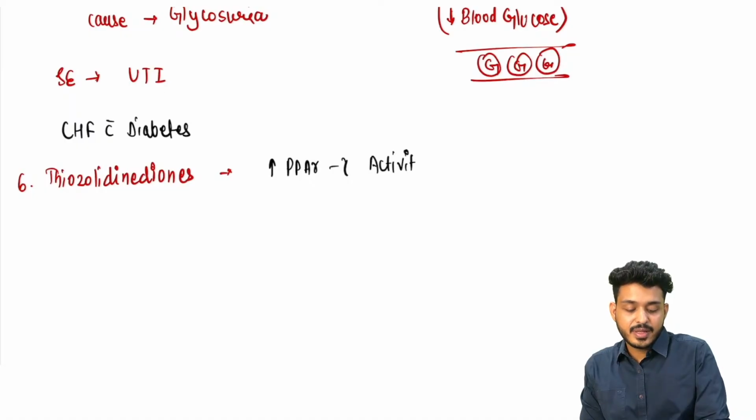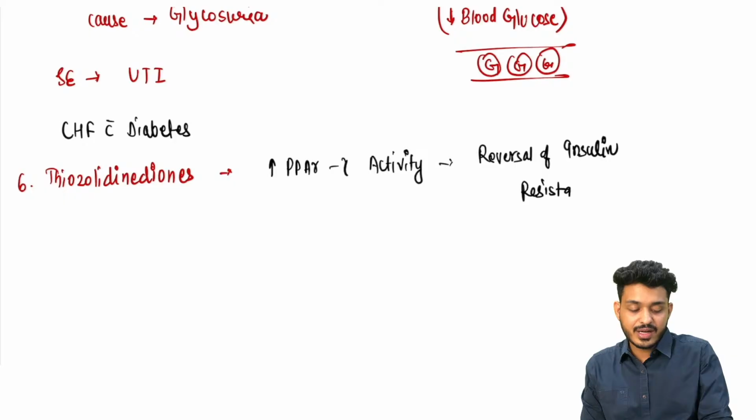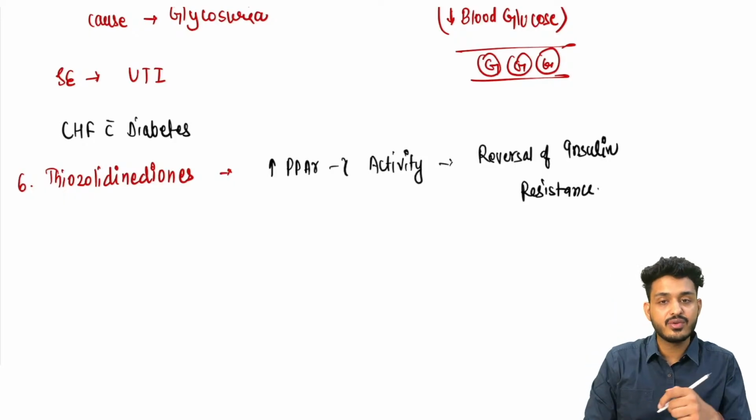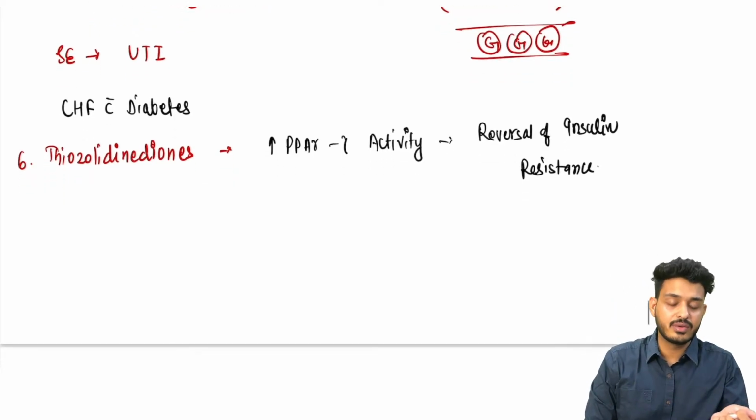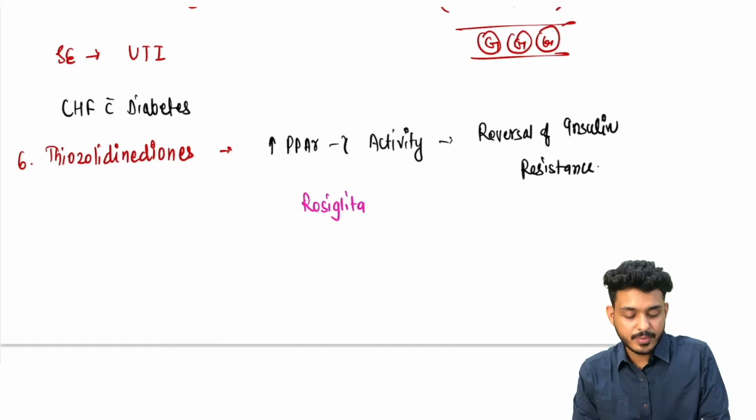And remember, this PPAR gamma is responsible for the reversal of insulin resistance. So whenever you have insulin resistance, you can use this particular group of drugs. These are the glitazones. What are the examples? We have rosiglitazone and pioglitazone; all glitazones will be there.